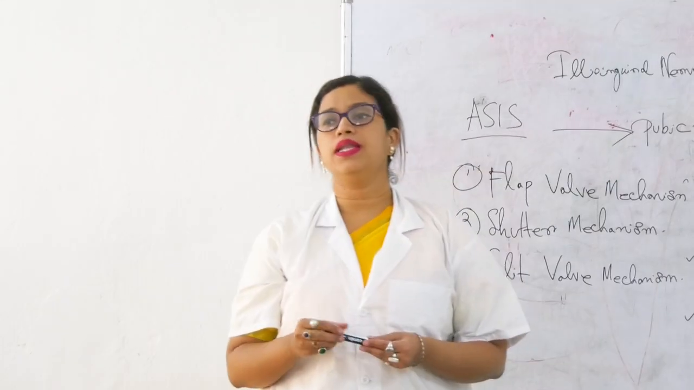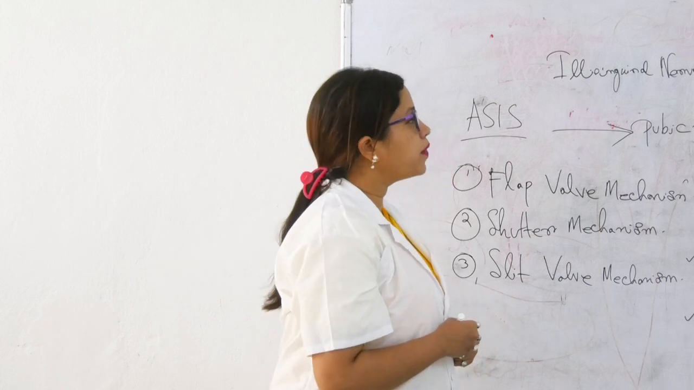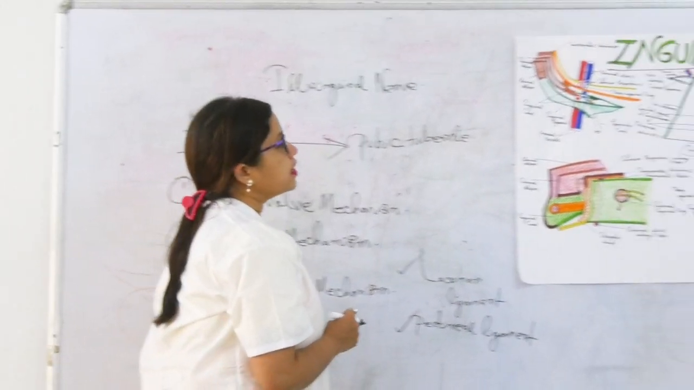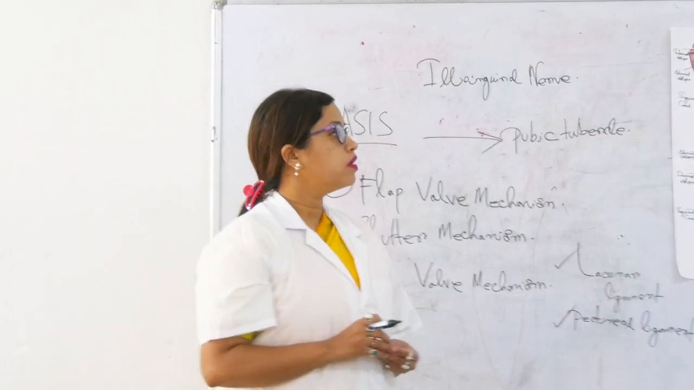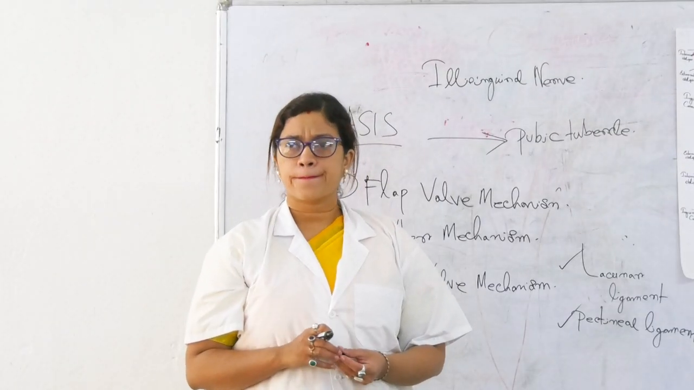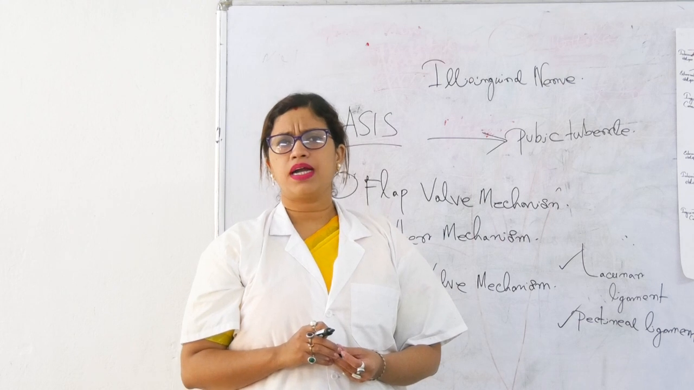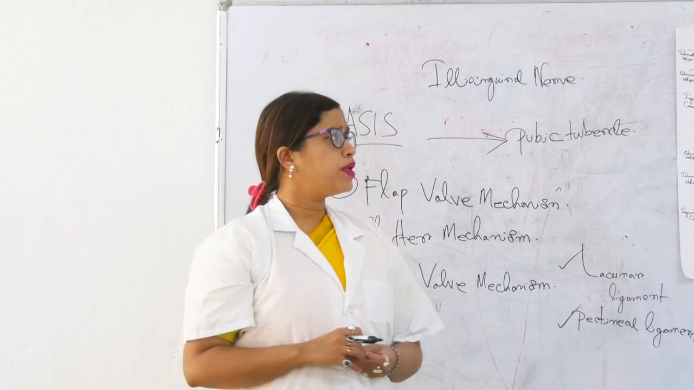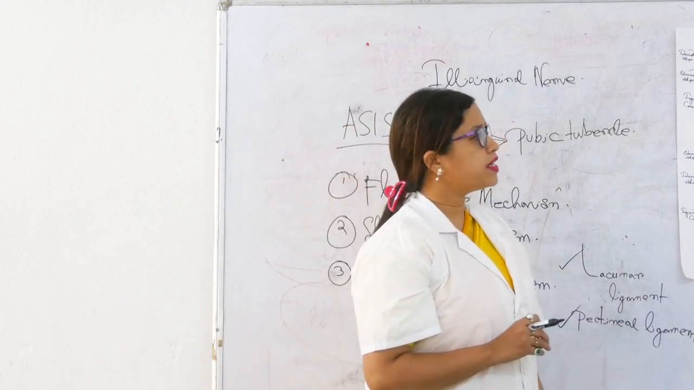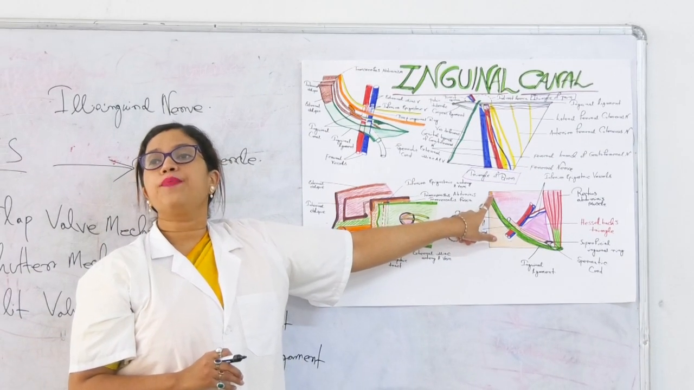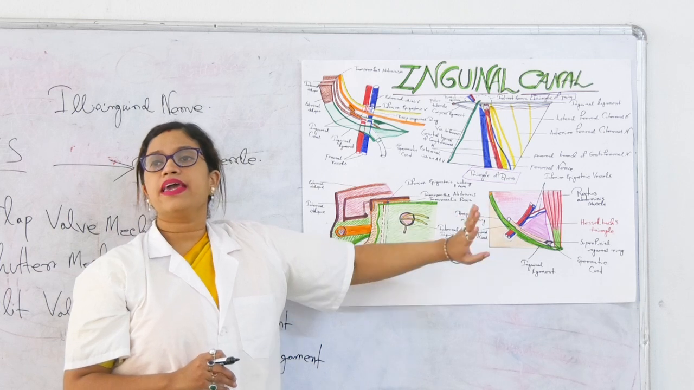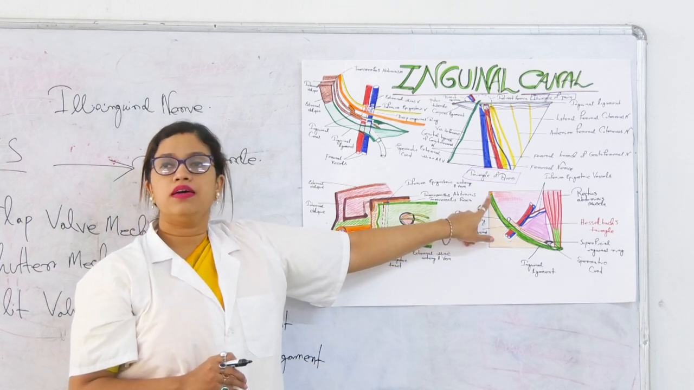First of all, the lacunar ligament. Where is the lacunar ligament present? Where will you see it? Have you studied the lacunar ligament? Medial margin of the femoral triangle. So actually it is present here. What is this? It is the pubic tubercle. See here, it is the pubic tubercle, right?